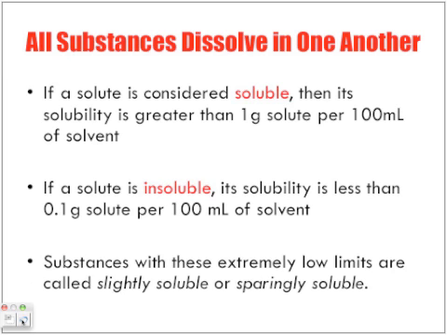So substances with these extremely low limits are called slightly soluble or sparingly soluble. Technically we consider them insoluble, but there is some bit of solubility, and we'll expand on this in a later chapter.